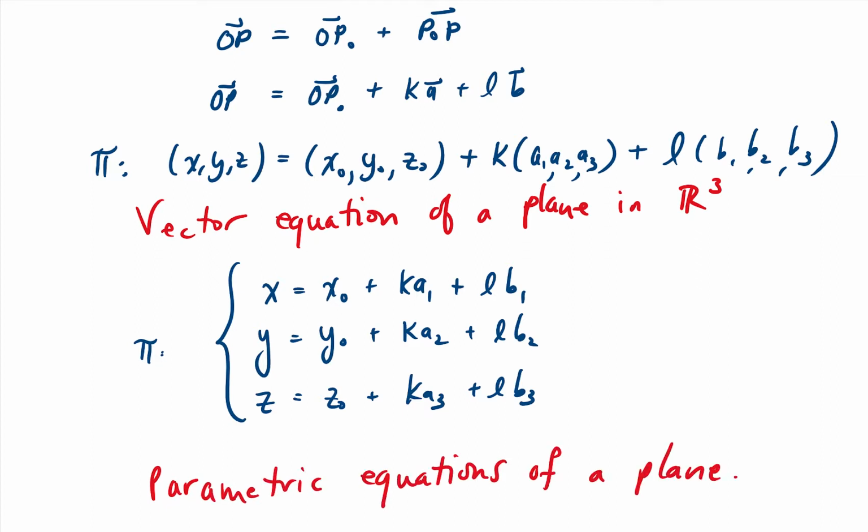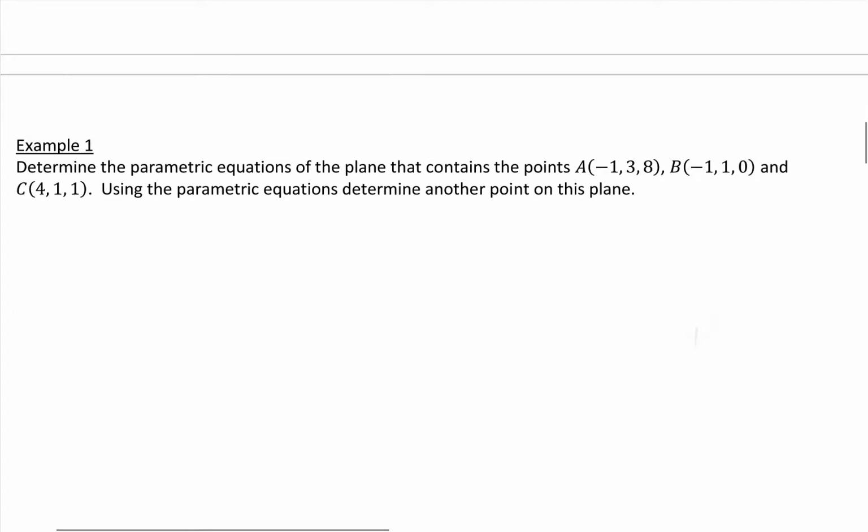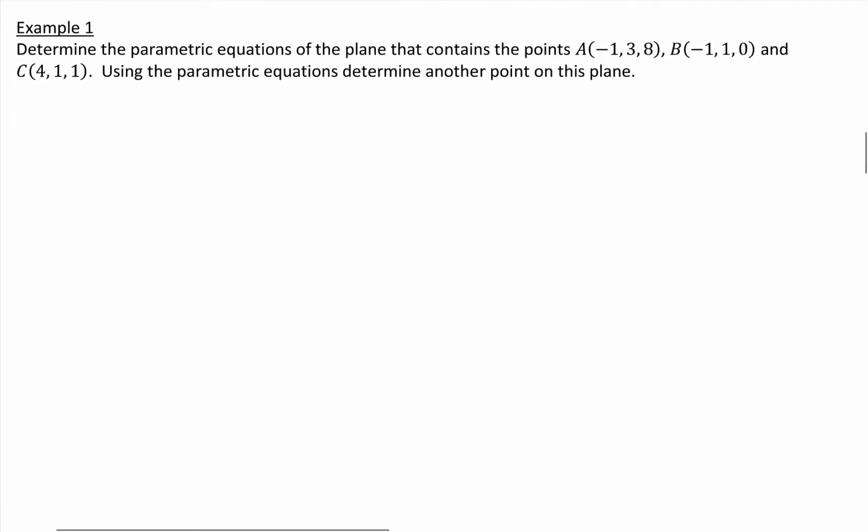So now we'll look at some examples using the vector and parametric equations of a plane. So example 1. Determine the parametric equations of the plane that contains the following points. A, -1, 3, and 8. B, -1, 1, and 0. And C, 4, 1, and 1. And then use the parametric equations of the plane to determine another point on this plane.